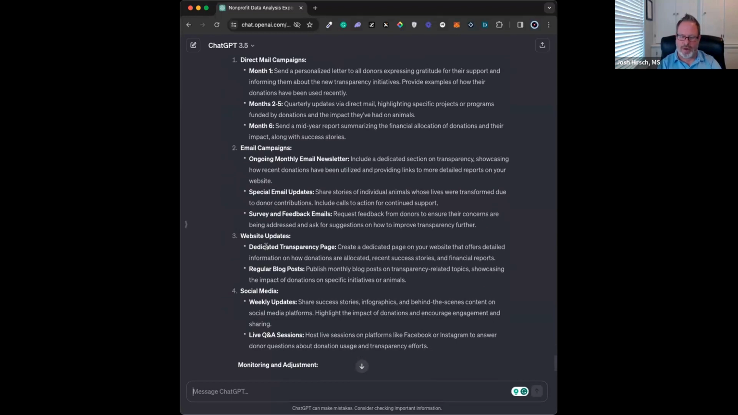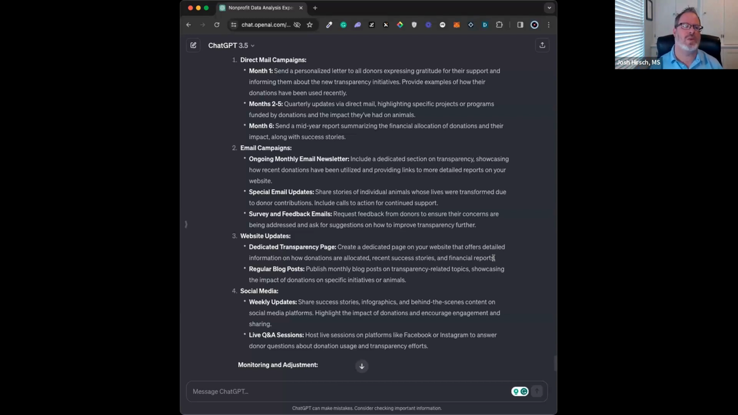I like that it's: create a dedicated transparency page that offers detailed information on how donations are allocated, recent success stories, and financial reports. Absolutely. If you don't have a section on your website that makes financial data easily accessible, as all nonprofits do, we have to file a 990. So having those 990s available for ease makes a big difference.